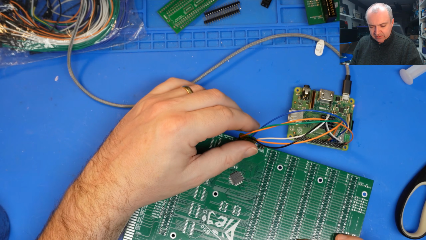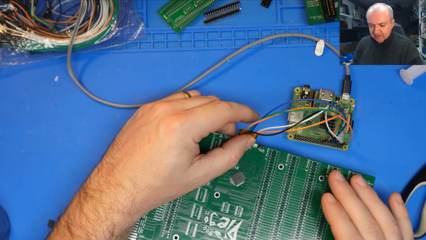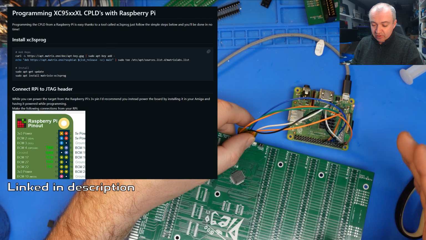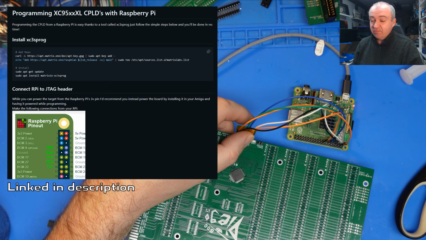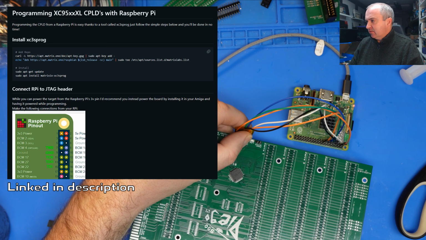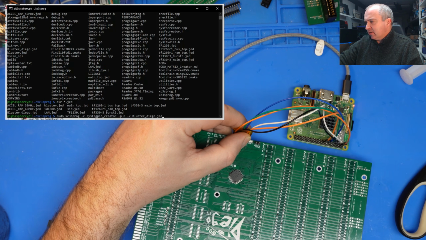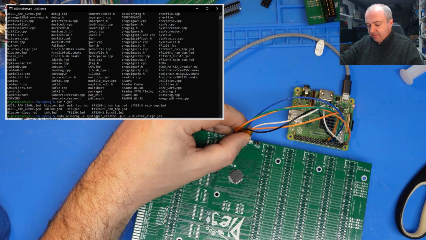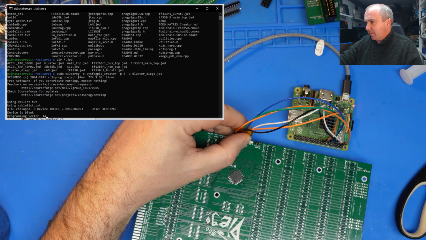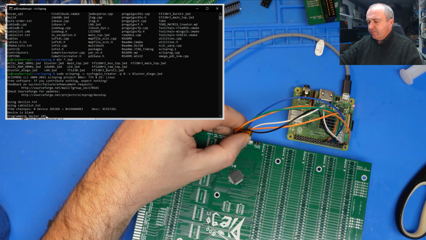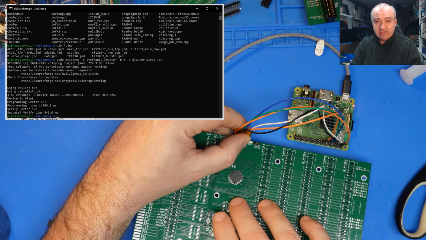Everything's hooked up, ready to program. Just using the Pi and Liv2's guide for using said thing to program these chips. We're connected to it over SSH here on a command prompt. That's the command that we need. So if I hit enter, it seems to be programming okay. And I think that's it.